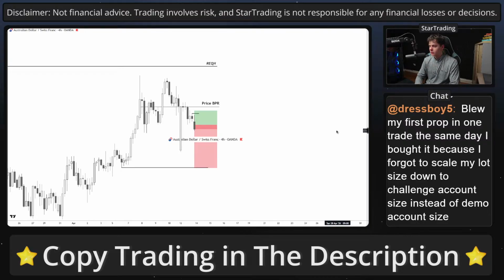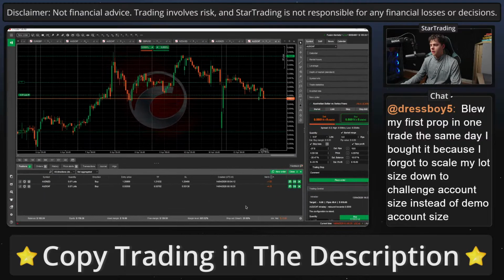Currently on this account, I have a different way of approaching risk management. We did 0.01 lots when we had $20, and now we are at like $160, so that's basically 0.08 lots, because for every $20 it's 0.01 lots. But on these trades, I went for 0.07, just to play it a little safer and not overexpose ourselves too much.